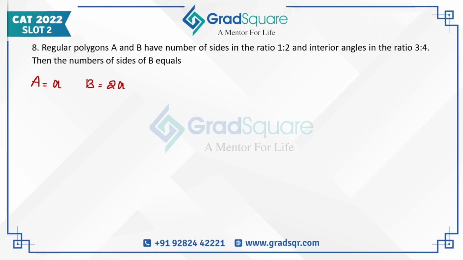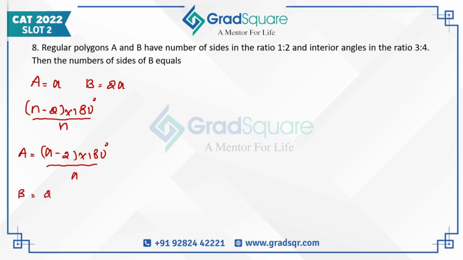And the value of each interior angle of any polygon can be calculated using the formula (n minus 2) into 180 degrees divided by n, where n is nothing but the number of sides. So the interior angle of polygon A is going to be (a minus 2) into 180 degrees divided by a, and for polygon B it will be (2a minus 2) into 180 degrees divided by the number of sides, which is 2a, and the ratio between these two values is given in the question as 3:4.